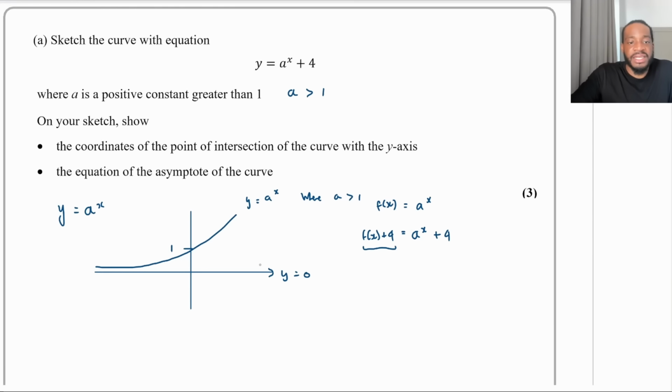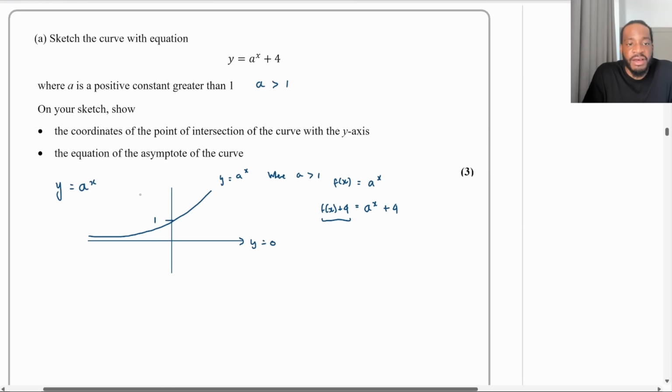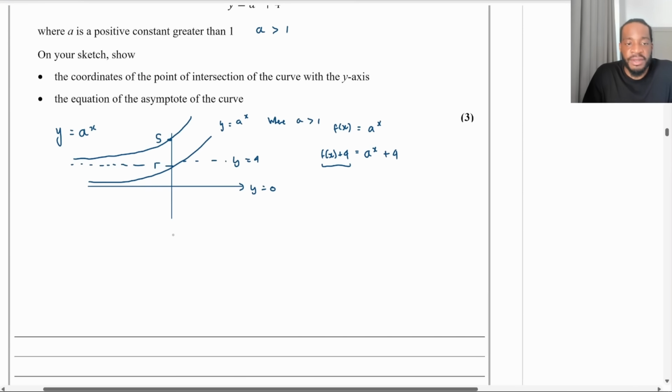So that being said, what would that look like for this one here? Well, that would mean I would have this point here, the y-intercept was 1. It's now going to be 1 plus 4, which is a 5. And then the new asymptote is going to be at y equals 4, right? So essentially, it will be like that. What I'll do is I'll draw it on another grid. So the new graph is going to look like this.